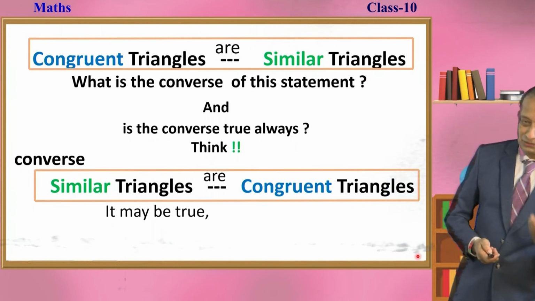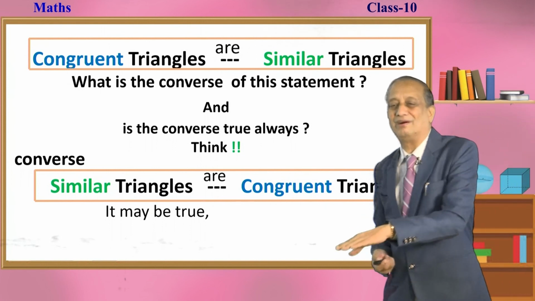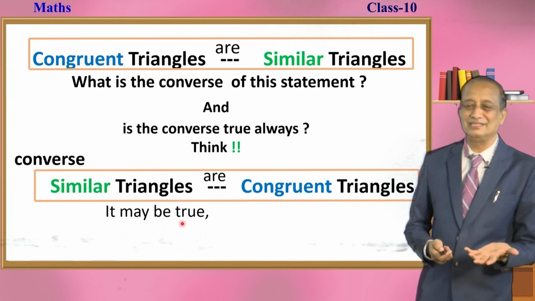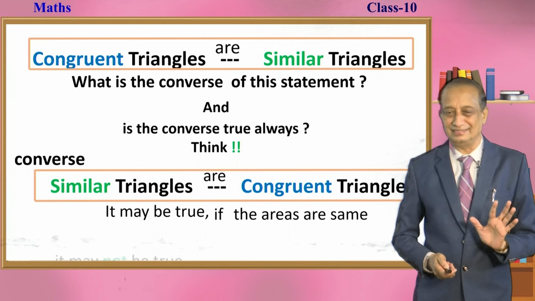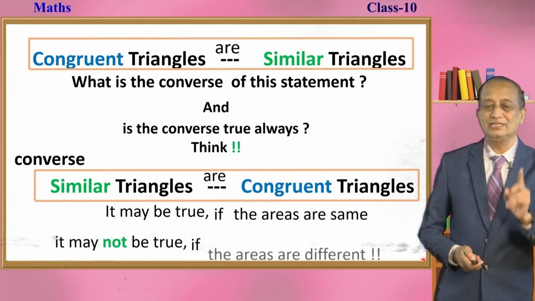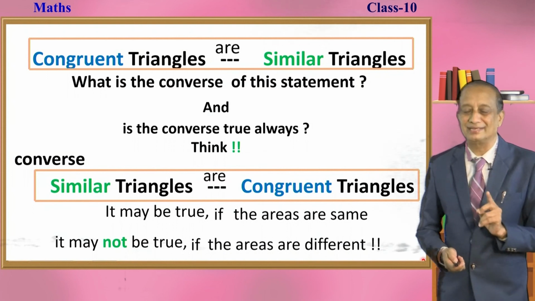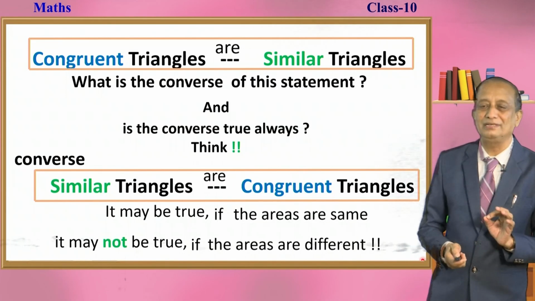It may be true or may not be true. If it is true, then only we call them congruent triangles. If it is not true, we call them just similar triangles. Okay. So, it may be true or may not be true. So, this part I want you to understand very carefully. If two triangles are congruent, then they will be similar triangles. If two triangles are similar triangles, they may be congruent or may not be congruent. Please keep this point in your mind.